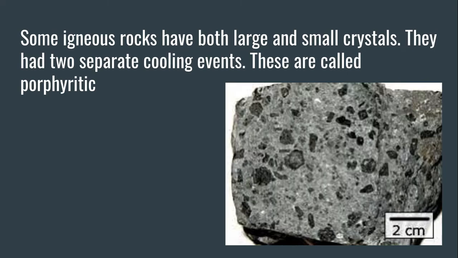All right. Our last type of igneous rock is kind of weird. It's kind of like a combination of both extrusive and intrusive, where some igneous rocks have large and small crystals. They'll have these really big crystals embedded in the smaller grain crystal mass. These are porphyritic.